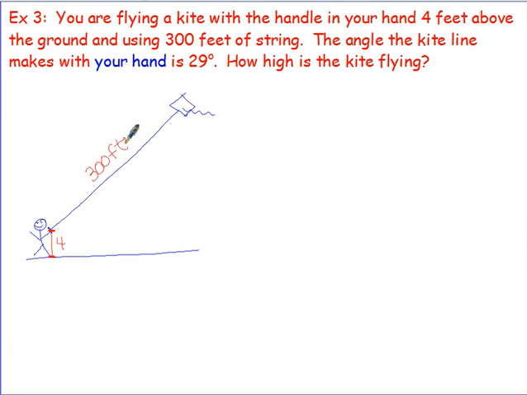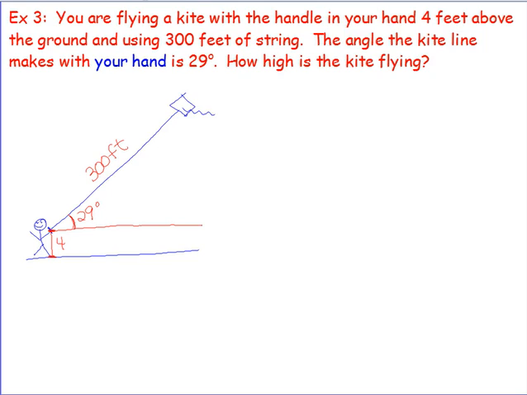Now here's the tricky part. The angle the kite line makes with your hand, not with the ground, with your hand, is 29 degrees. Problem is, you need to have a horizontal base. So from your hands, I'm going to go and make a horizontal line. That's the tricky part. This angle right here is the 29 degrees.